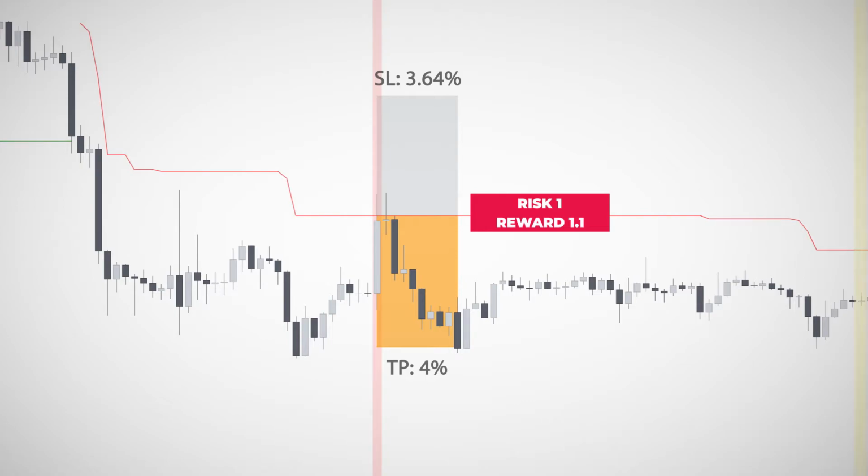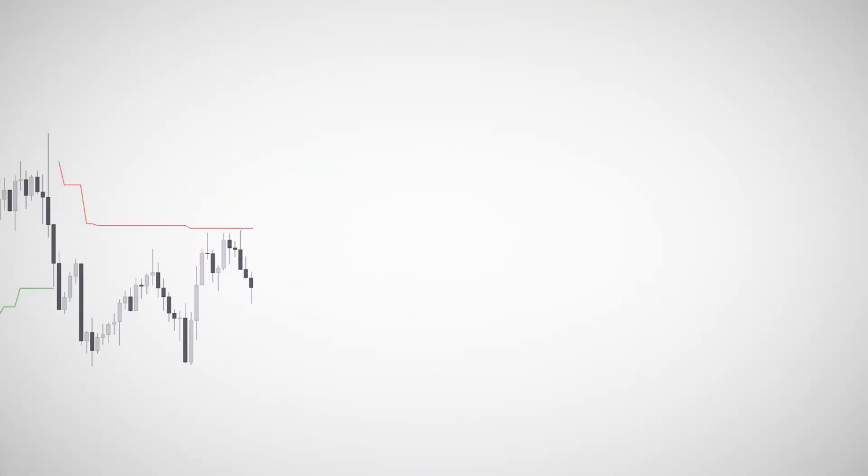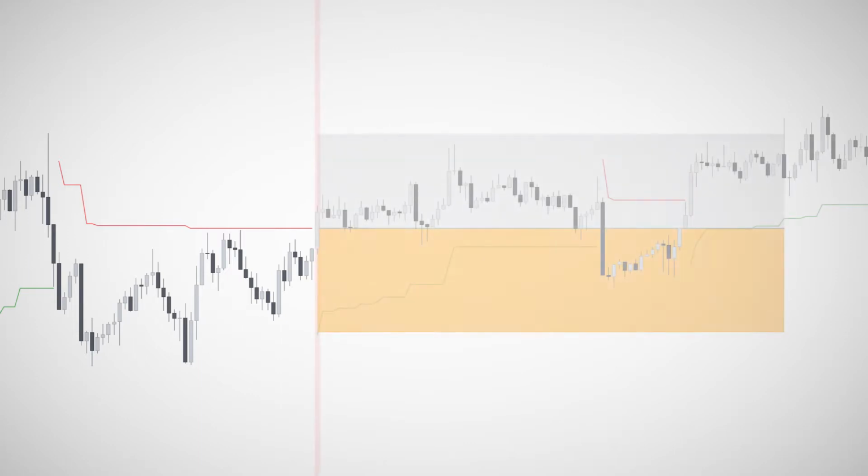Let's do one more example to clarify everything. Here I am anticipating that the price is going to hit the supertrend of the previous bar. The price went up and I enter here at this point. I set my profit target 4% below the entry. The stop loss is at 3.64% above the entry point. In this case, the trade would be a loss, and that's perfectly fine. As long as there are more wins than losses, this strategy remains profitable.